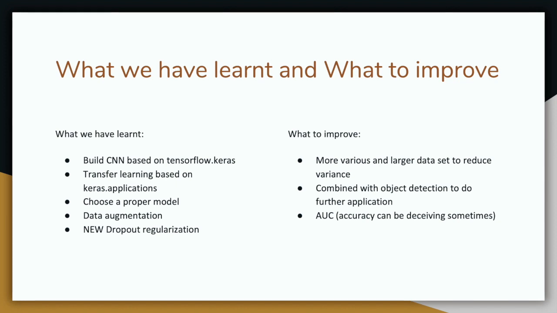We think what can be improved in our project is that we want to try more variance and a larger dataset to reduce variance, because in the VGG16 example, a larger dataset does help. We want to combine object detection to do further application. In addition, we want to do AUC analysis because accuracy can be deceiving sometimes.